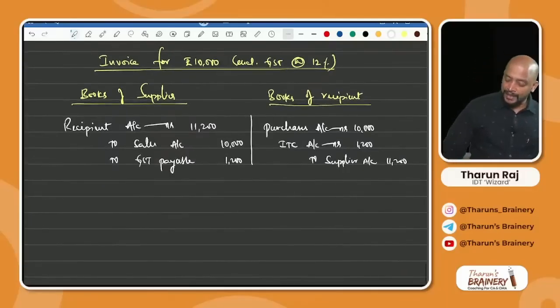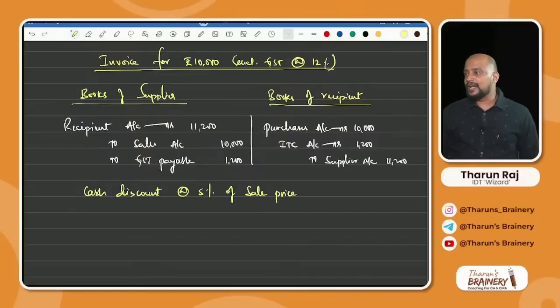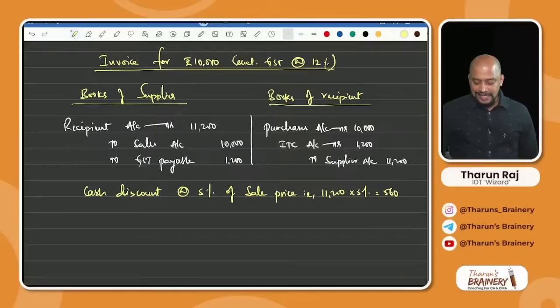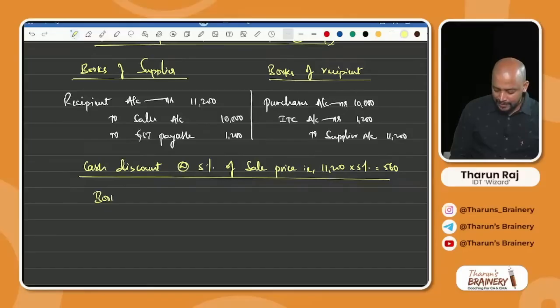Then next, what will happen? A cash discount is given. How much is the cash discount? Say 5%, cash discount at 5% of sale price. So how much is the cash discount? 560 rupees, correct? 11,200 into 5% will come to 560. For that 560, what is the entry in the books of supplier and in the books of recipient?